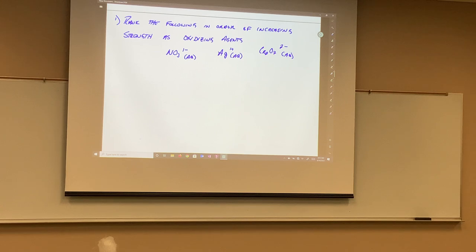So this question could be asked as, which one of these is easier to get reduced? You follow along with what I'm saying here, right? If we're saying rank their increasing strength as oxidizing agents, it's the same thing as saying rank the following in order of increasing ease of reduction. Got it?